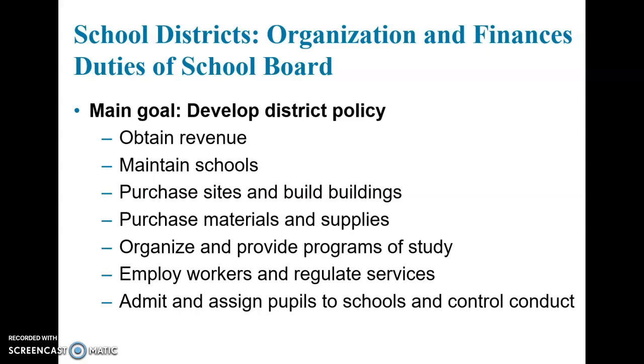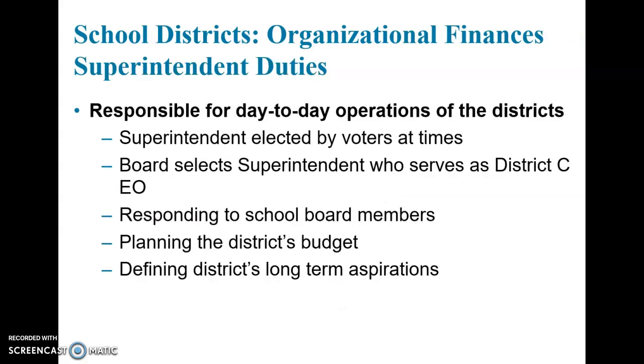For example, the state has given the boards the power to employ teachers. They must do this. The power cannot be delegated even to the school superintendent. One of the primary duties of the local board is to select the chief executive officer, or CEO, the superintendent. Some school district superintendents are elected by voters. In this situation, superintendent selection is a political process just like elections for mayors.